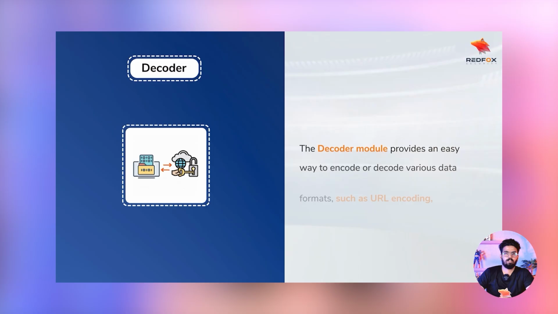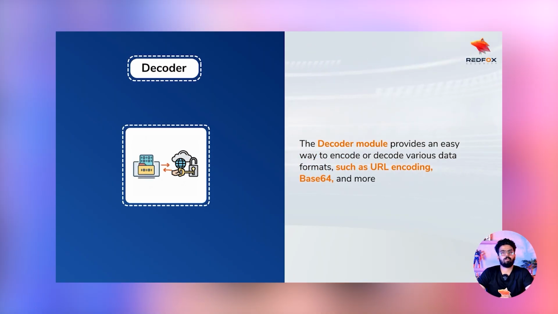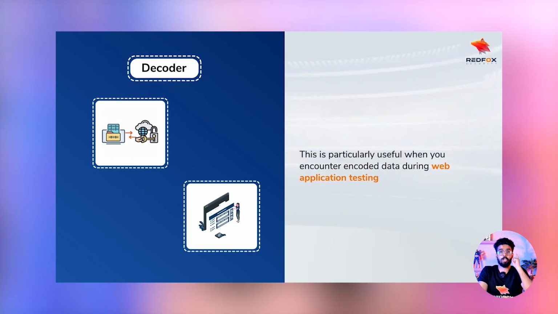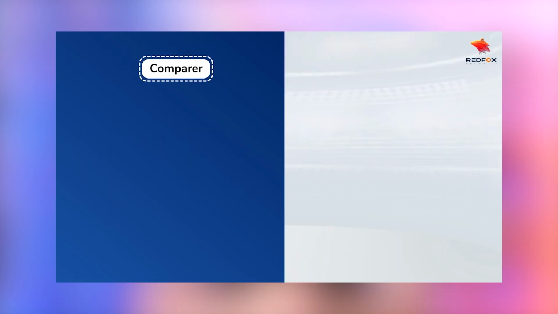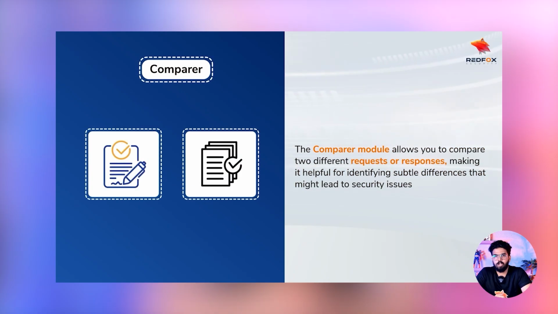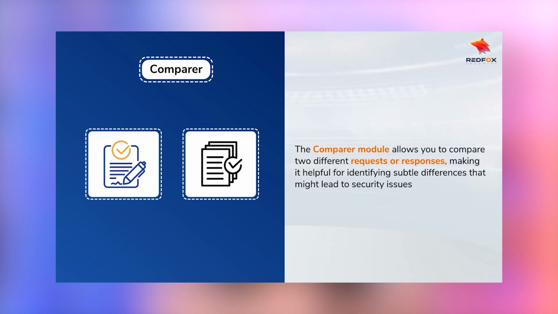Decoder. The decoder module provides an easy way to encode or decode various data formats such as URL encoding, base64, and more. This is particularly useful when you encounter encoded data during web application testing. Comparer. The comparer module allows you to compare two different requests or responses, making it helpful for identifying subtle differences that might lead to security issues.